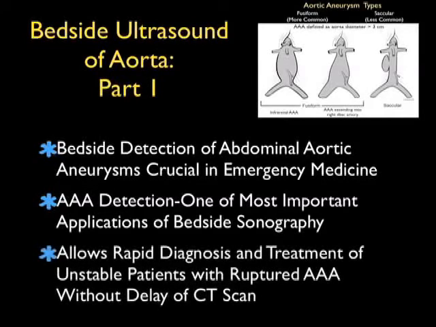Using point-of-care sonography to make the rapid diagnosis of a rupturing abdominal aortic aneurysm in a patient who has unstable vital signs can facilitate timely transfer of the patient to the operating theater without undue delay in the emergency department, such as waiting for a CAT scan.